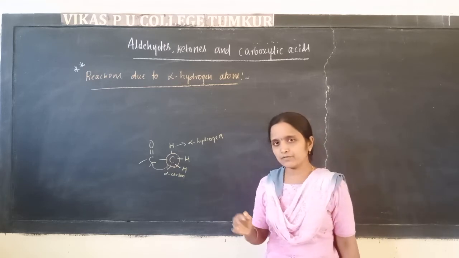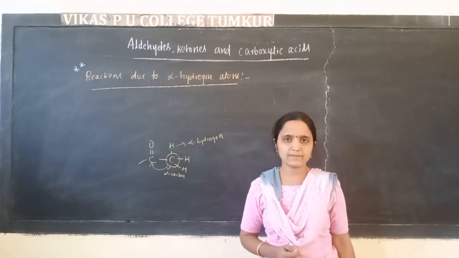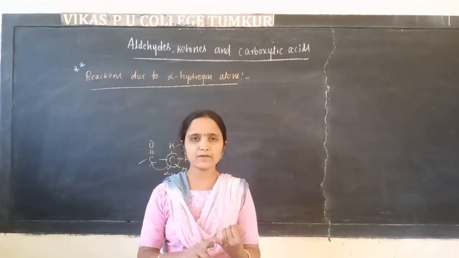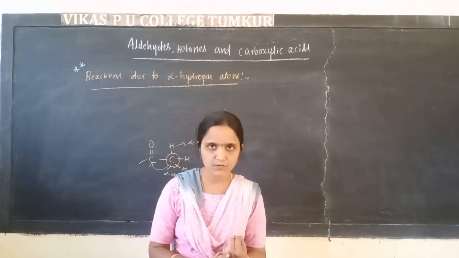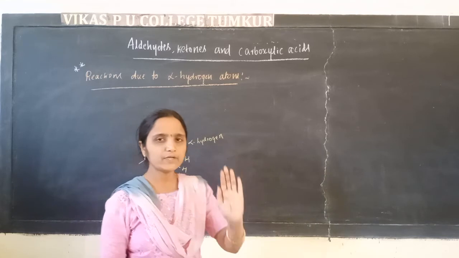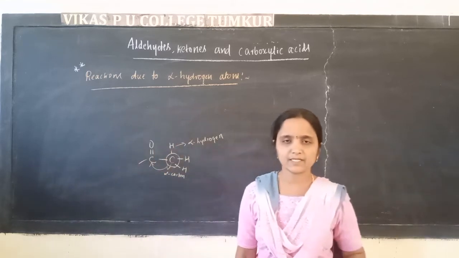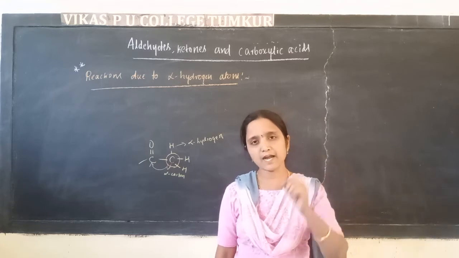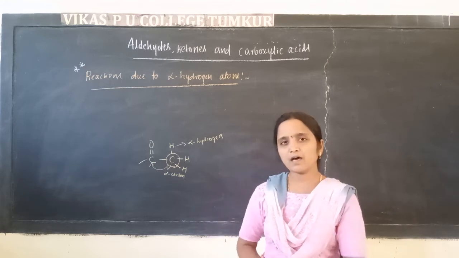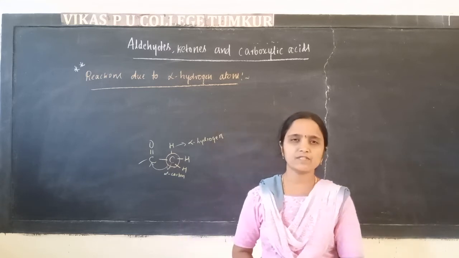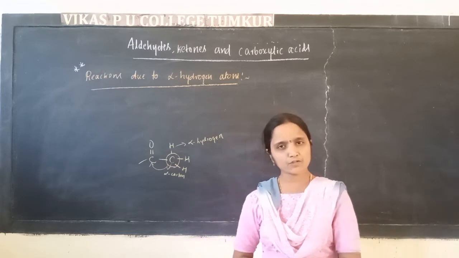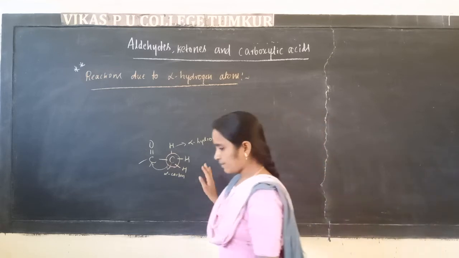Then the acidic nature of the alpha hydrogen atom. What we should know is what is meant by alpha carbon atom and alpha hydrogen. Then we can study the reactions due to the alpha hydrogen atom. The carbon attached to the carbonyl group is called the alpha carbon, and the hydrogen atom attached to the alpha carbon is called the alpha hydrogen atom. Aldehydes and ketones undergo many reactions due to the acidic nature of the alpha hydrogen atoms. I am going to explain this acidic nature now.